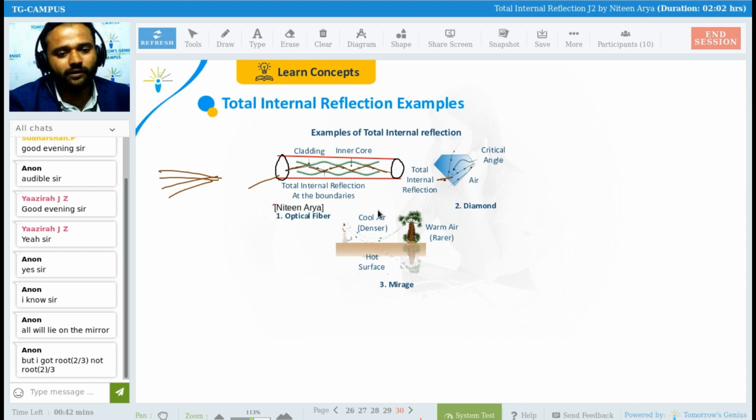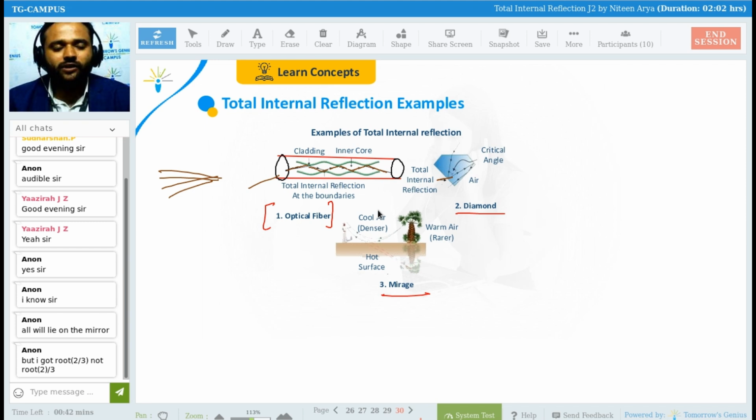So one of the famous and now latest used examples is optical fiber, then diamond, and the third one is Mirage. We already explained Mirage in great detail in class 10. So what is a Mirage? In desert, or in hot areas, in India specifically in the north side, in the months of May, June and July.